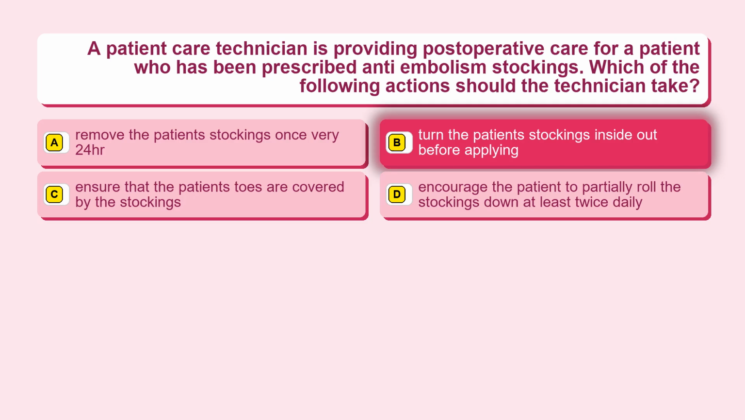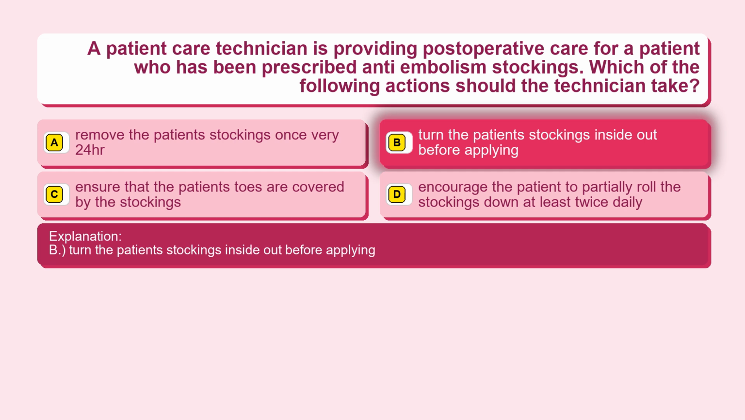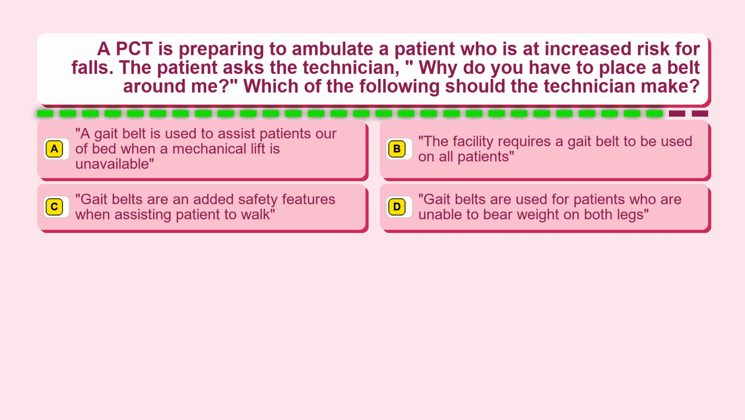The correct answer is option B, turn the patient's stockings inside out before applying. Question 58. A PCT is preparing to ambulate a patient who is at increased risk for falls. The patient asks the technician, "Why do you have to place a belt around me?" Which of the following responses should the technician make?